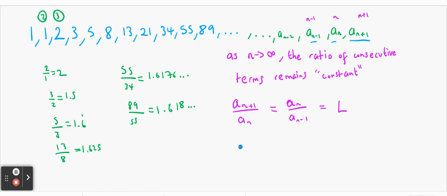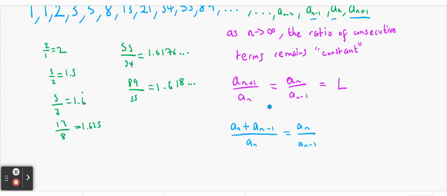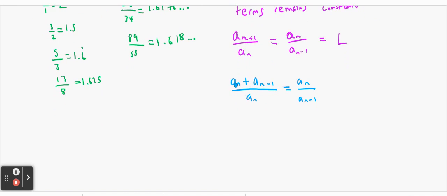So I can replace a_{n+1} with a_n plus a_{n-1}. And that's all divided by a_n. And that's supposed to be equal to a_n over a_{n-1}, which of course is equal to L as well. Now, I can simplify this. Dividing each term on the left-hand side by a_n, I have 1 plus a_{n-1} over a_n. And that's equal to a_n over a_{n-1}.